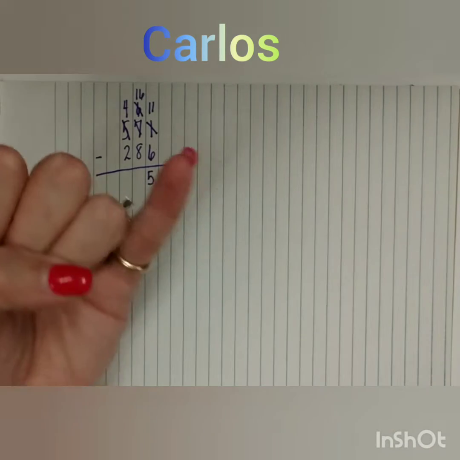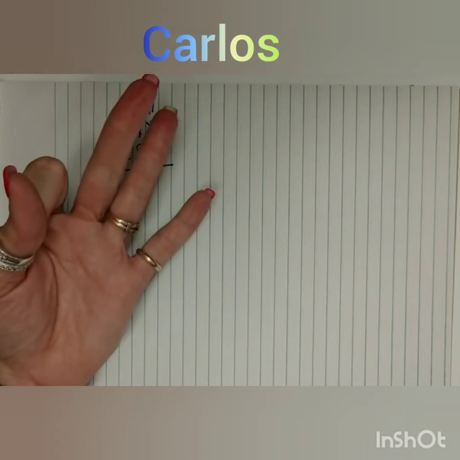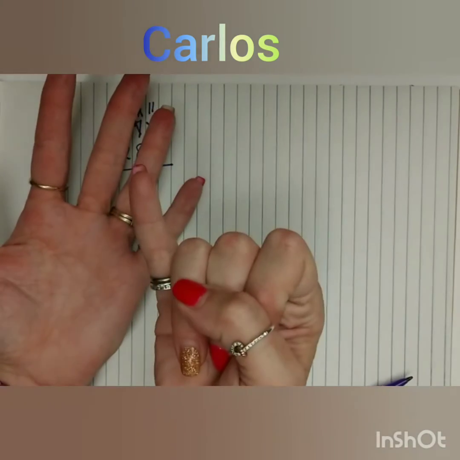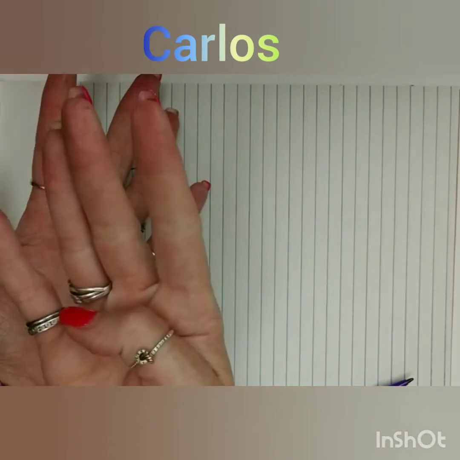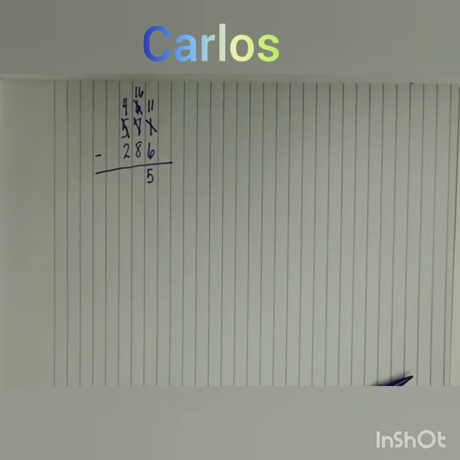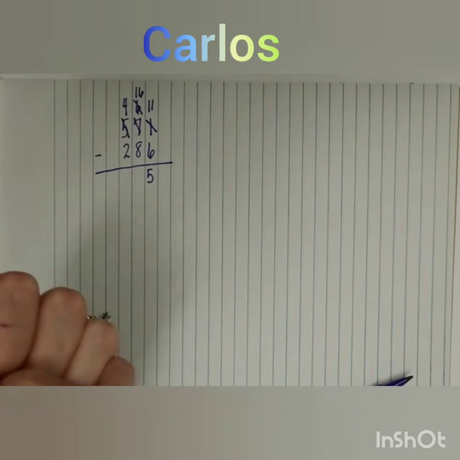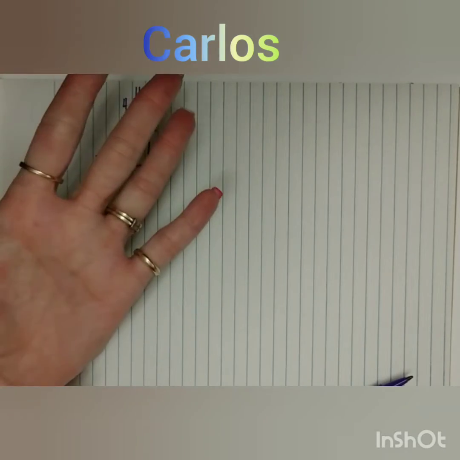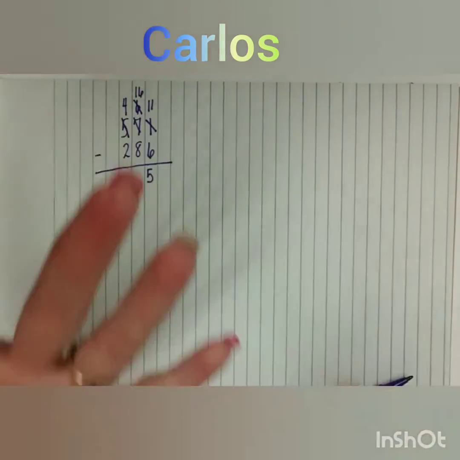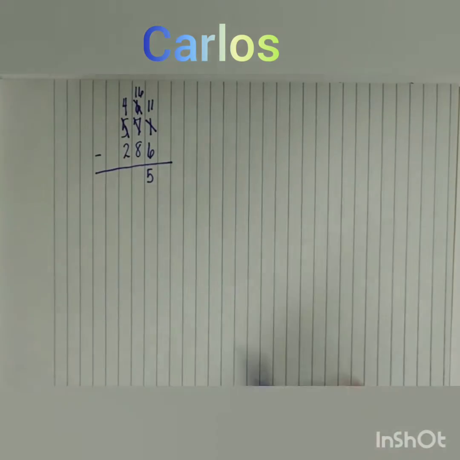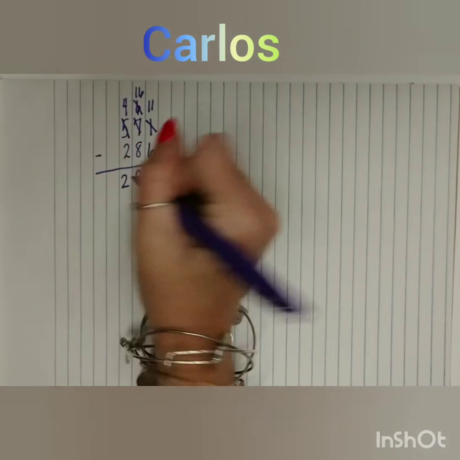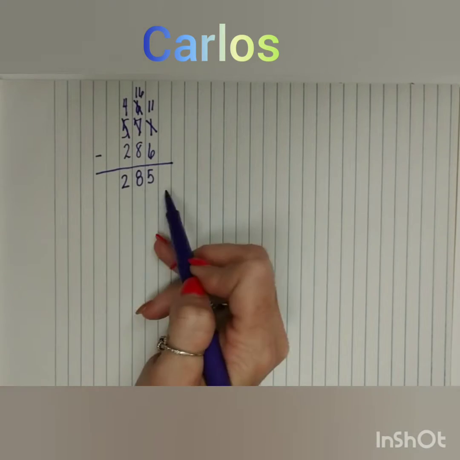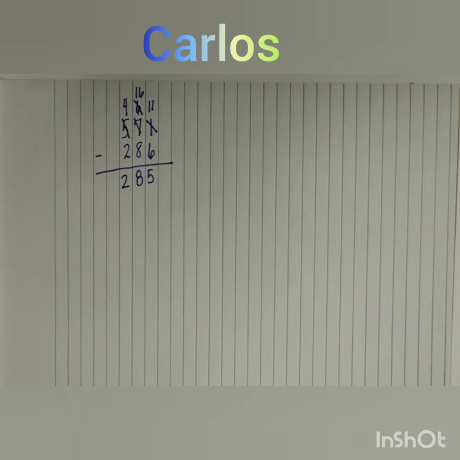So count up from 8. 9, 10, 11, 12, 13, 14, 15, 16, 17, 18, 19. Oh, it was 16. Let's try it again. I messed up. 9, 10, 11, 12, 13, 14, 15, 16. What is that? 8. All right. 4 minus 2. 2. Okay. So 571 minus 286 is 285. Oh, look how close those were.